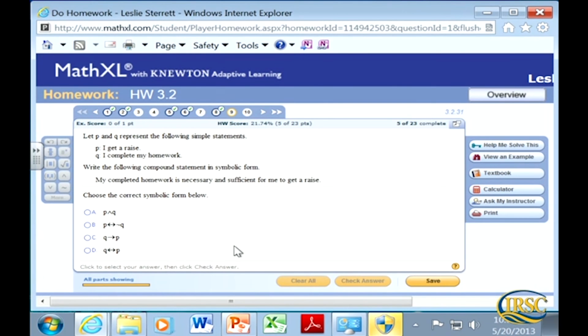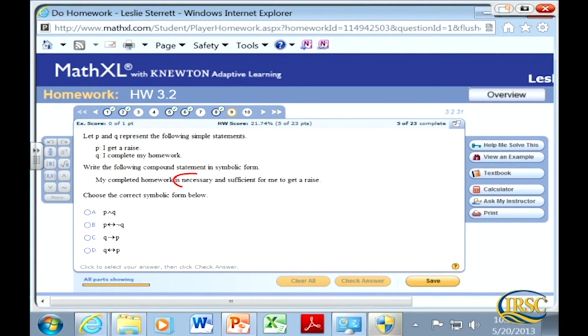Okay, my completed homework is necessary and sufficient for me to get a raise. So what keywords do you see here? Okay, so "is necessary and sufficient for." Be careful because you see the word "and" in there, but "and" is associated with the "necessary and sufficient," so it's all one big keyword. We don't see any nots this time.